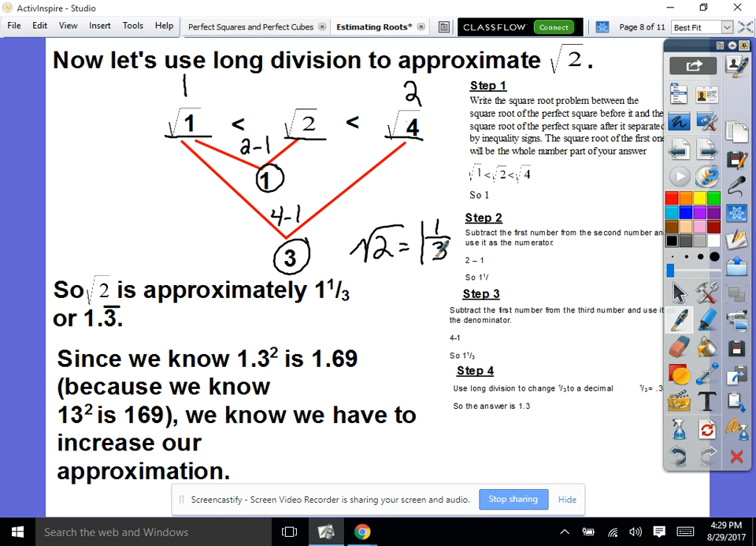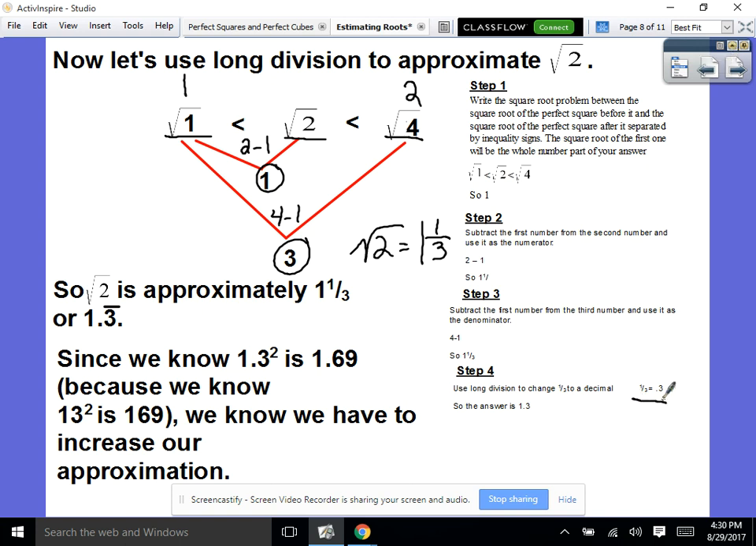Once we have our fraction, we can use division to change 1/3 to a decimal. And we know that 1/3 is 0.3 repeating. Let's move this out of the way so you can see this. 1/3 is equal to 0.3 repeating. So if we use the long division approach, this would be equal to 1.3 repeating.